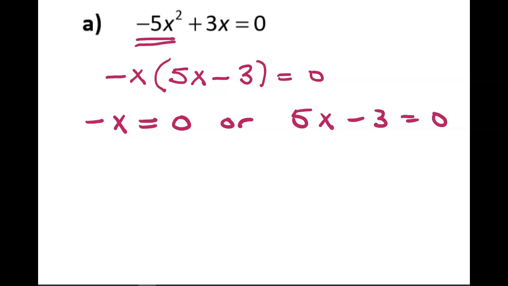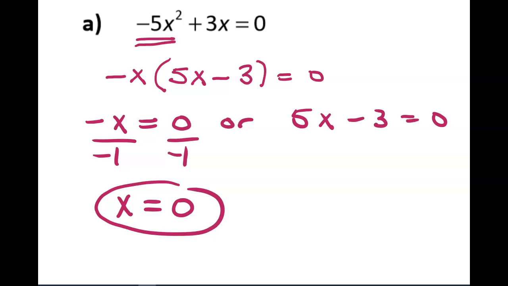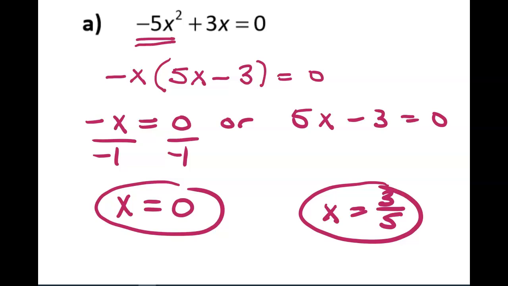So if the opposite of x is equal to 0, we can divide by -1, and that's going to give us x equal to 0. 0 is its own opposite. And then for the other equation, if we add 3 and then divide by 5, that's going to give us an x value of 3/5.